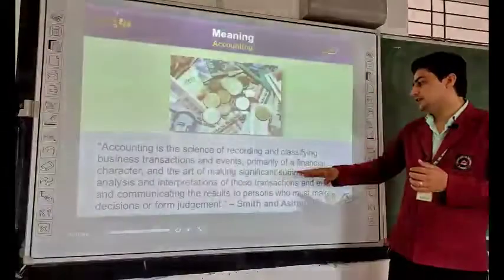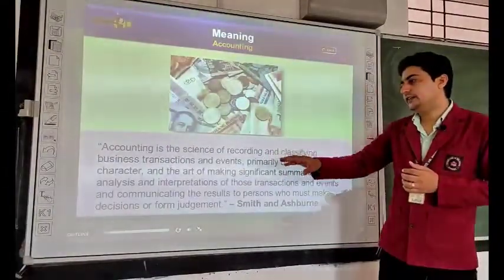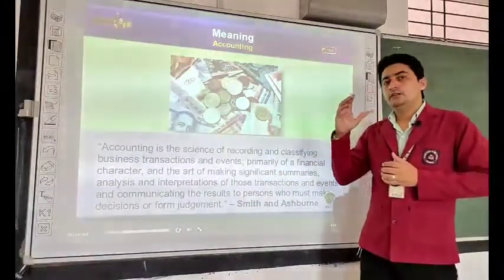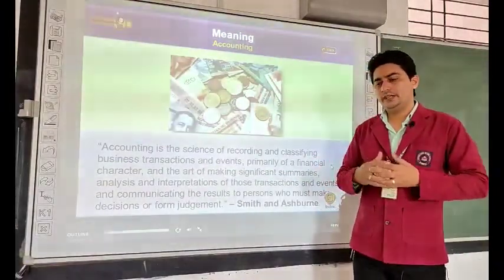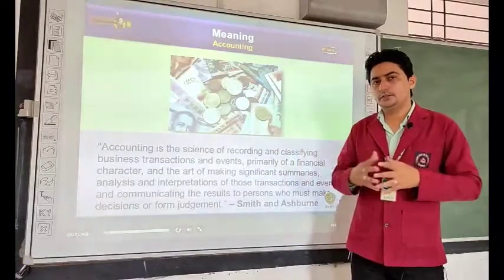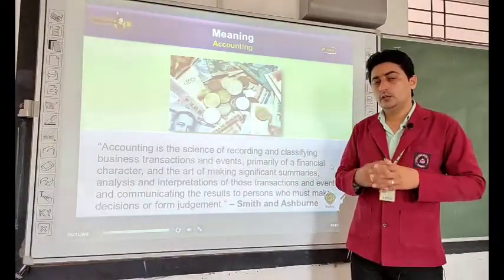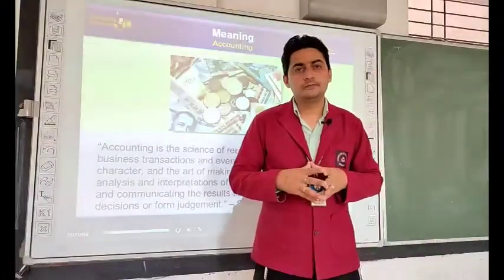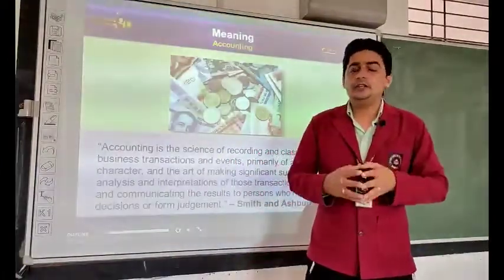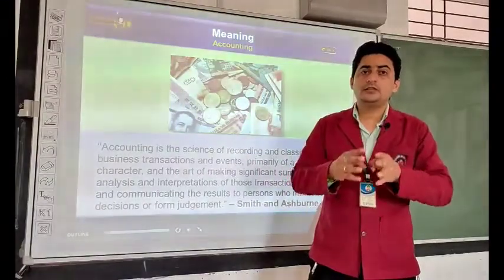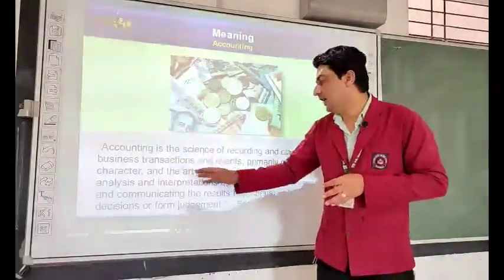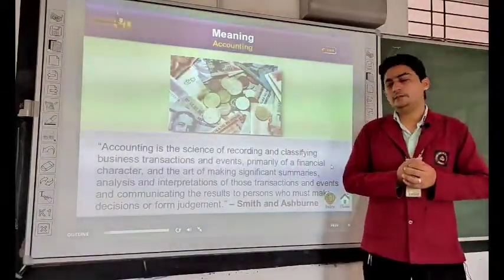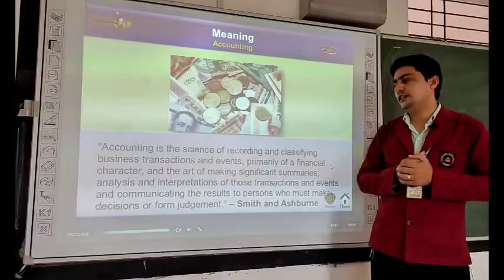And the art of making significant summaries, analysis and interpretations of those transactions and events. First of all, it was a science. Science is having particular procedures, principles, concepts, conventions. Now, art is used to take results. From accounting you will also get results, so it is also considered an art. So, the art of making significant summaries, and analyzing and interpreting those transactions and events.